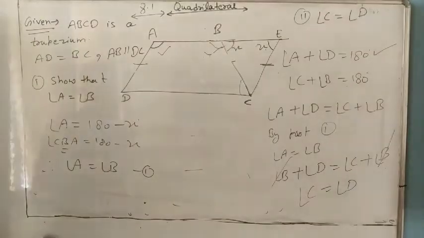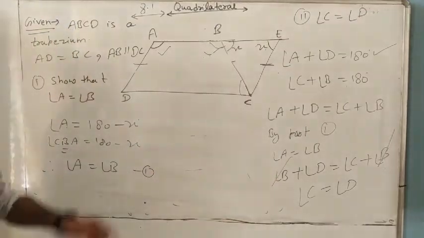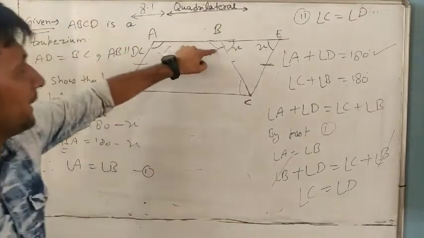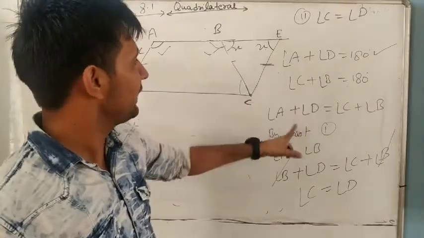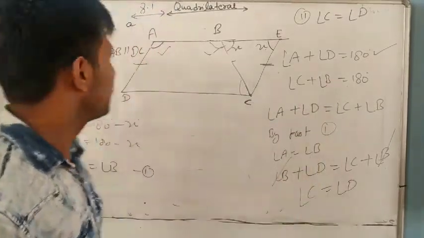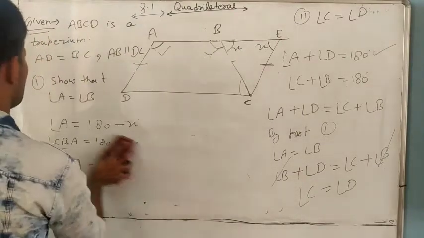Okay, now the third part. So angle C equals D also, because A plus D is 180 and B plus C is also 180. The sum of interior angles on the same side is 180. So both are equal.